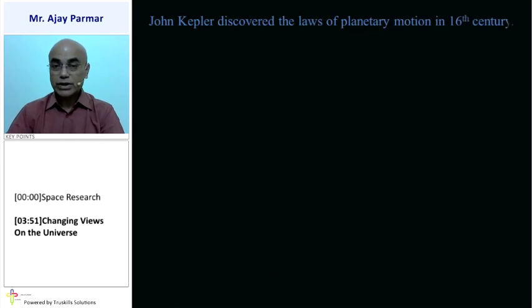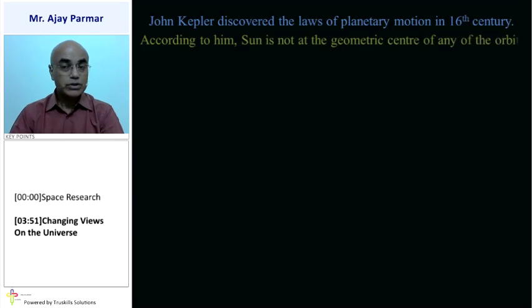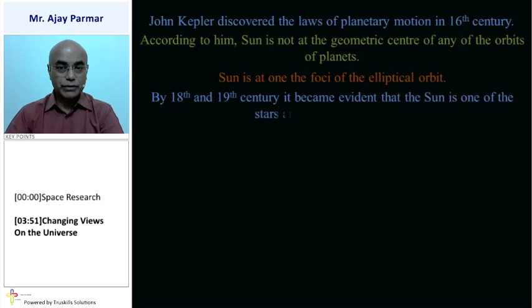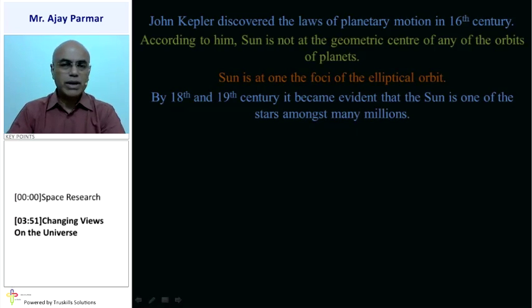Johannes Kepler was another scientist, and he discovered the laws of planetary motion in the 16th century. According to him, the Sun is not at the geometric center of any of the planetary orbits. In fact, the Sun is one of the foci of the elliptical orbit. By the 18th and 19th century, we came to know that the Sun is one of many millions of stars, and that too a normal type of star. There are so many big stars compared to the Sun.